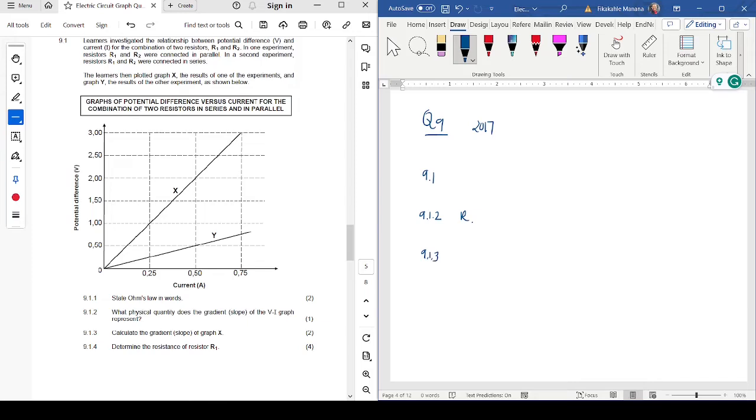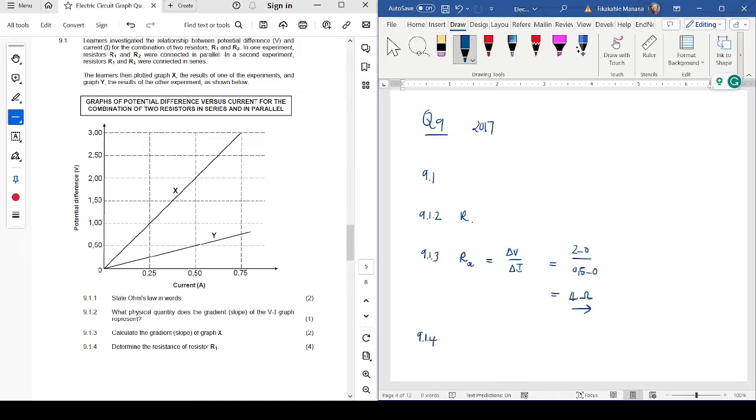9.1.3, calculate the gradient of graph X. Okay, so resistance of graph X looks quite to be high. I would take this value here at 2. Okay, so delta Y over delta X, or rather delta V over delta I. So we have there 2 minus 0, and then I would be 0,5 minus 0. So the simplest is to take 2 divided by a half, that would be 4. And we have ohms. Okay, so that was nice and easy.